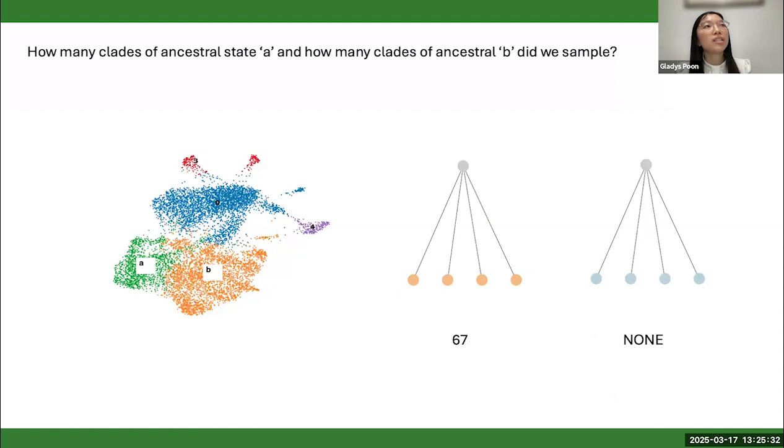Another thing that provides us with information is the number of homogeneous clades. So for example, here we have 67 homogeneous clades coming from the green cluster, but none coming from the orange cluster. And what that could be telling us is that the potential ancestral state of the sibling clades that we have harvested are all coming from an ancestral state A.